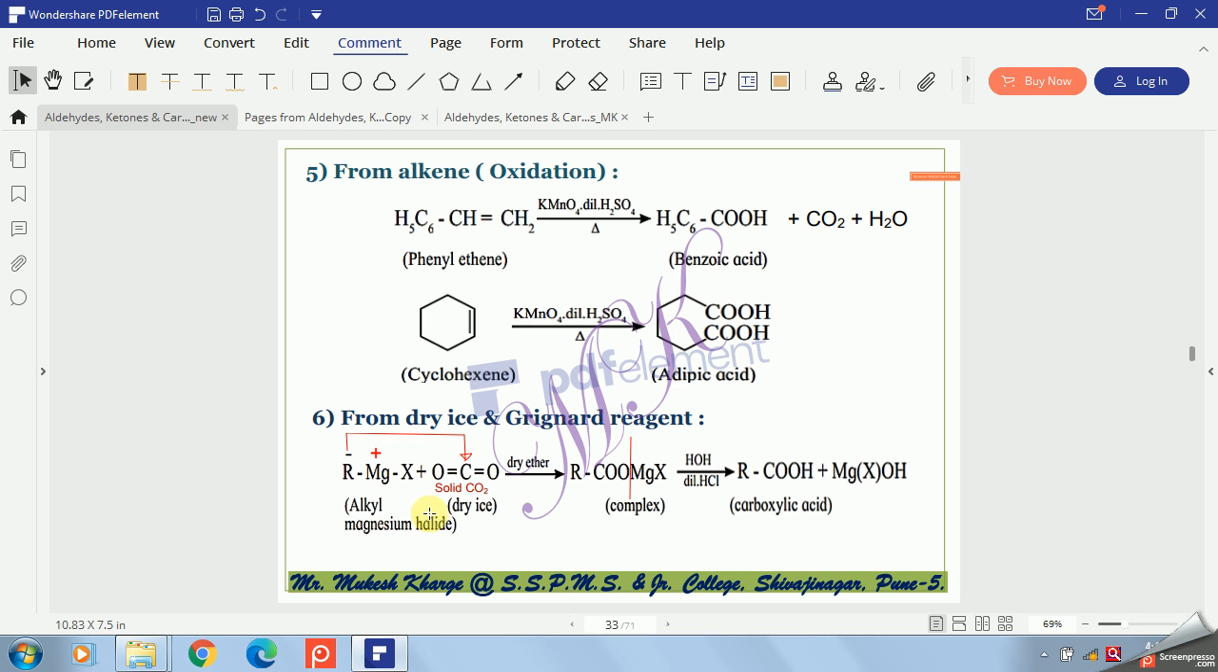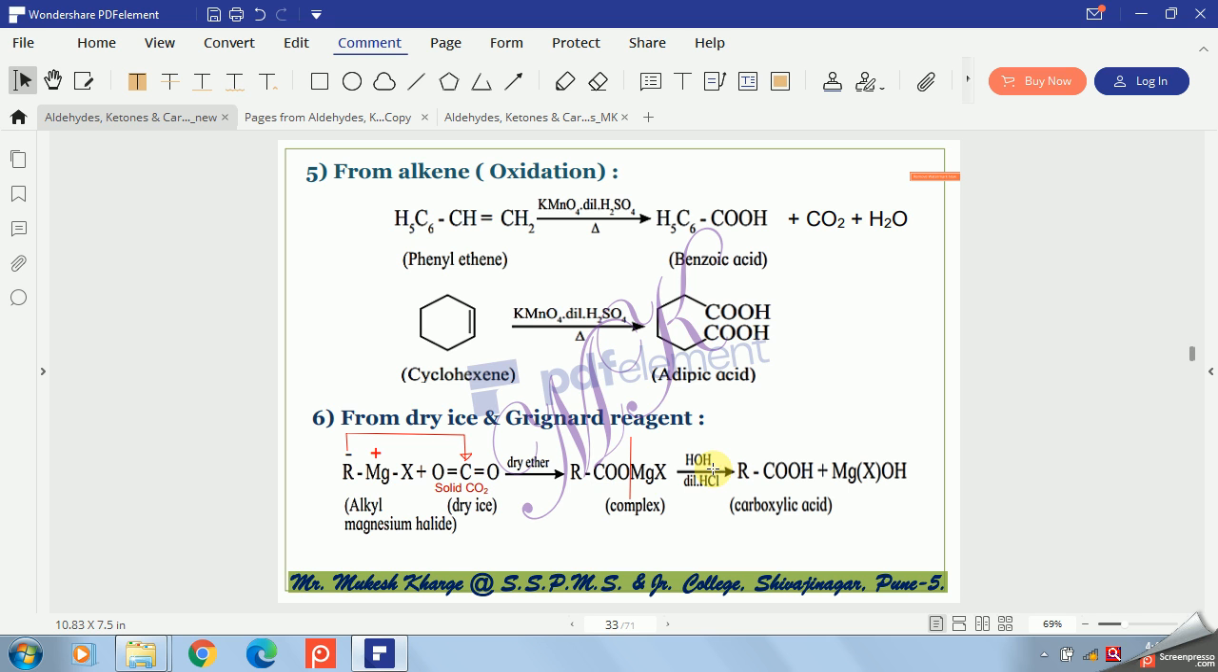So I'll again explain. Alkyl magnesium halide reacts with dry ice or solid carbon dioxide in presence of dry ether, and gives a magnesium complex, which is unstable, and that magnesium complex of the corresponding acid undergoes acid hydrolysis.